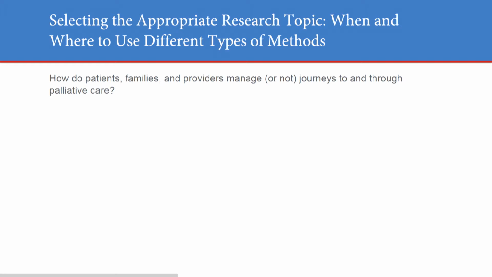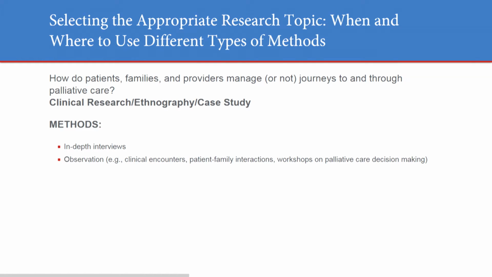So anyway, this question of how do these patients, families, and providers manage or not their journeys through palliative care? You could use, again, the clinical research ethnography case study. The methods for those would be in-depth interviews. All of them would use in-depth interviews. You could use observation. And then it turns into an ethnography. If it's a case study and you actually happen to be there when it happened, then you could call it observation. But if you're coming back later, clearly you're not using that.